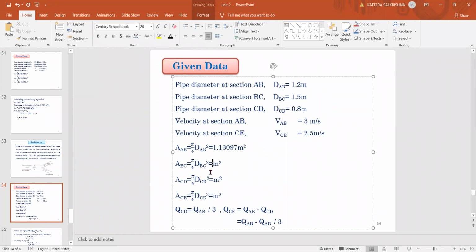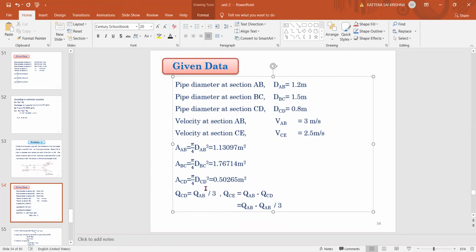CE we cannot do because we don't have the diameter. Area at BC is 1.76714 meter square. Next, area at CD is 0.50265. Others, please check whether all the areas are correct or not. This part we cannot find at present because we don't have the diameter of CE that we need to find. So I'm removing that, no need of that.